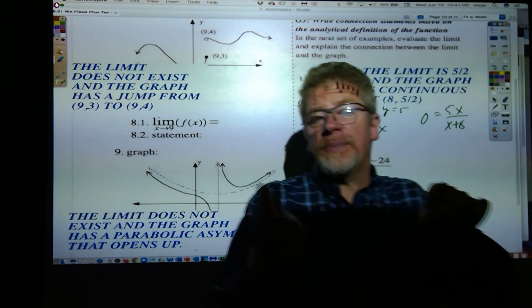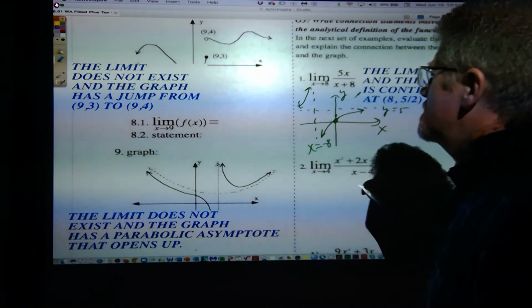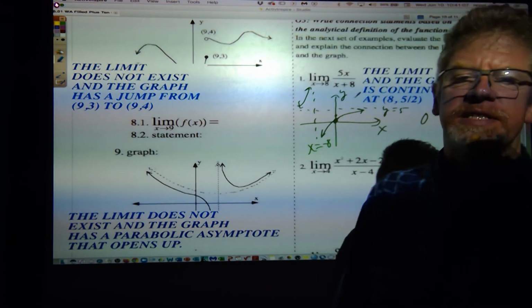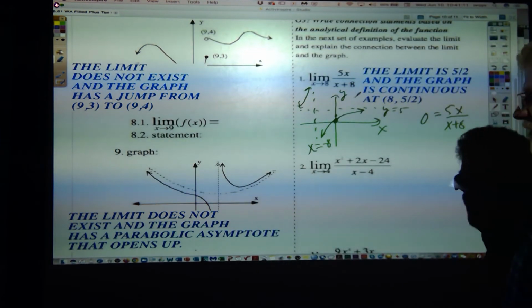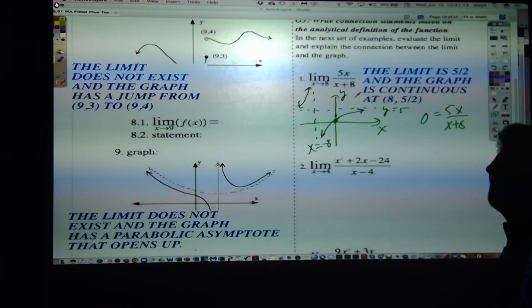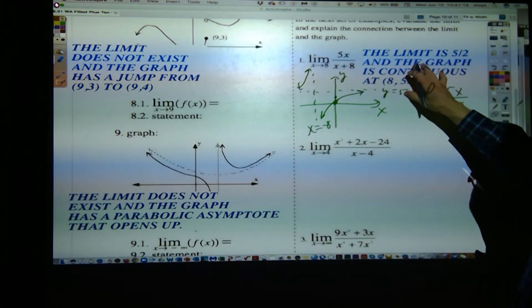If this had been the limit as x approaches -8 of 5x over x plus 8, then you would have been responsible for saying the limit does not exist and the graph has an odd vertical asymptote at x equals -8. But that's not the case. It's +8.